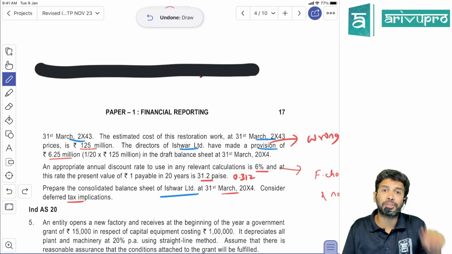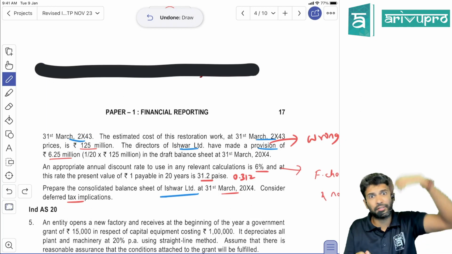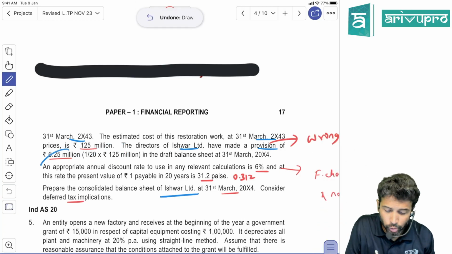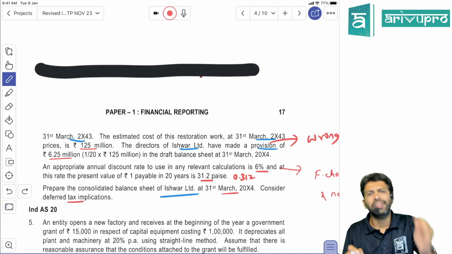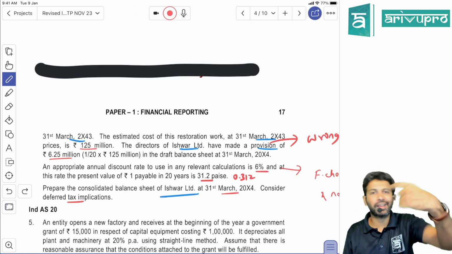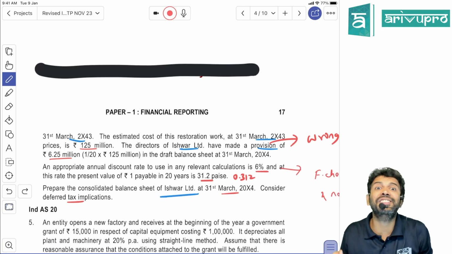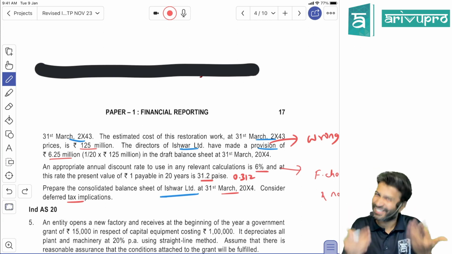How did they get the 6.25 million? They took 125 million, which is to be paid after 20 years, so they divided this by 20. 125 million divided by 20 gives 6.25 million. Can you do this? No, this is not the way to do it. You have to take the discount factor, recognize provision for DSR at present value, and do unwinding of interest. That table we need to put up, correct? That means finance charges will come. They have not recognized that.